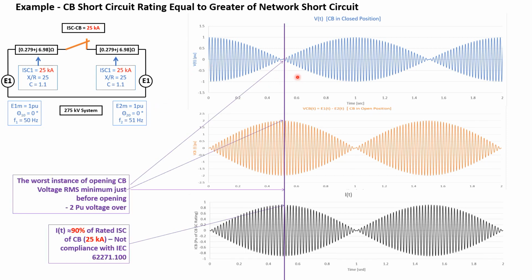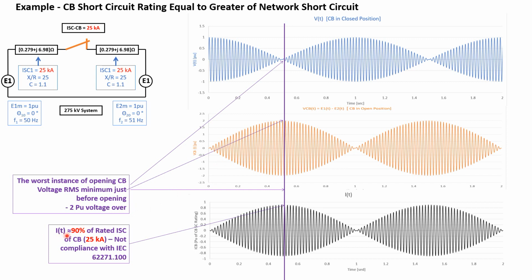So as I told before, this point is the worst point for the circuit breaker interrupting the current. Why? Because as far as interrupting the current at this point, it has 2 per unit voltage over the contact, and it has maximum short circuit current. It should interrupt the maximum current with the maximum voltage over the contact. So, indeed, the worst instance of opening the circuit breaker, with voltage RMS minimum, is just this point before opening, with 2 per unit voltage over the contact.